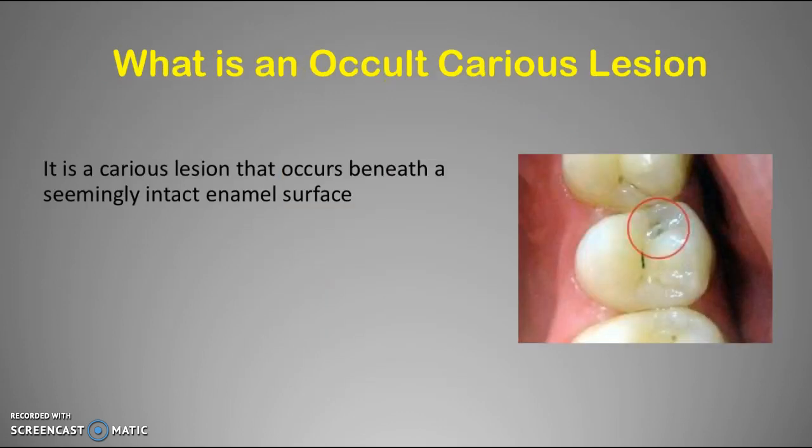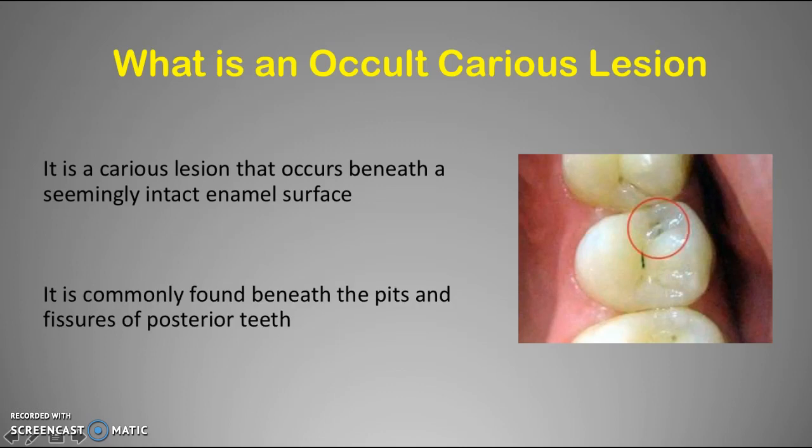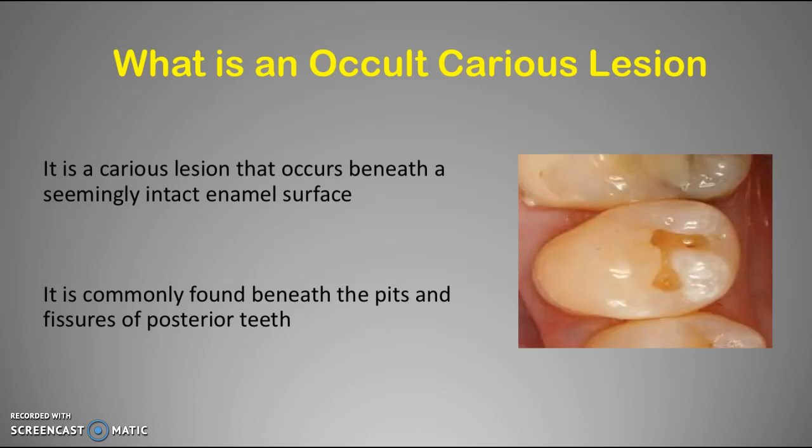What is an occult carious lesion? It is a carious lesion that occurs beneath a seemingly intact enamel surface. Look at the tooth. Some areas here seem questionable. These areas, but the enamel is intact. It is commonly found beneath the pits and fissures of posterior teeth. So you could see once the enamel was removed or de-roofed, a large carious lesion was detected.